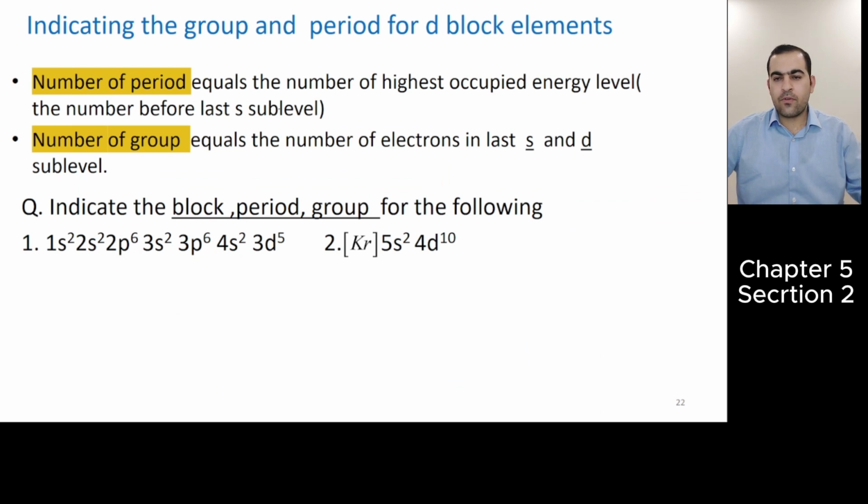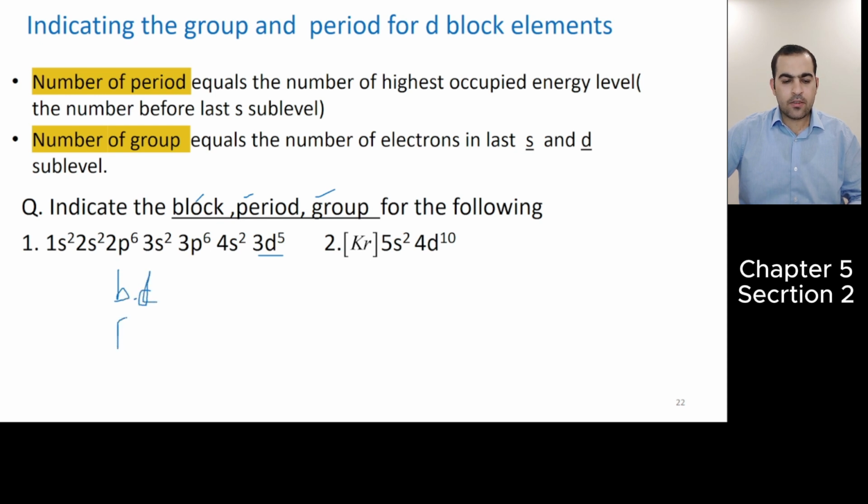Indicating group and period for D block. So if I give you an electron configuration and tell you to indicate the block, the period, and the group, how do you do it? First of all, you must know which block this electron configuration belongs to. So look at the last sublevel, the highest energy sublevel, or the last sublevel that an electron enters. So the block is D.